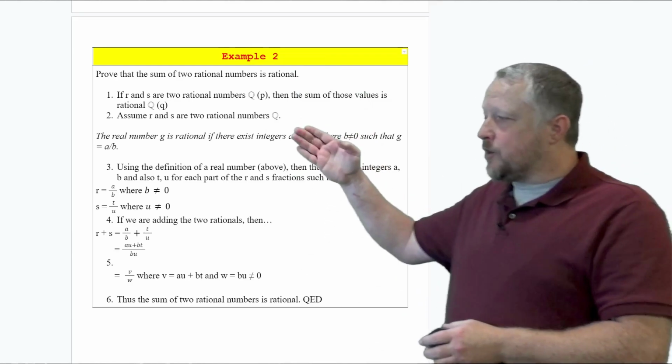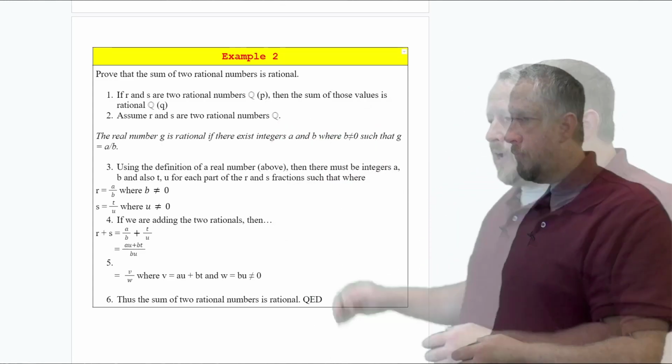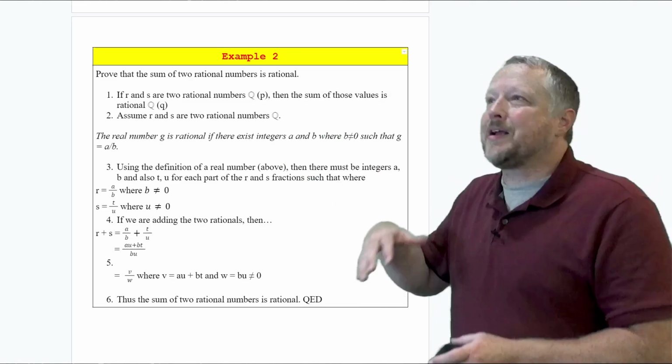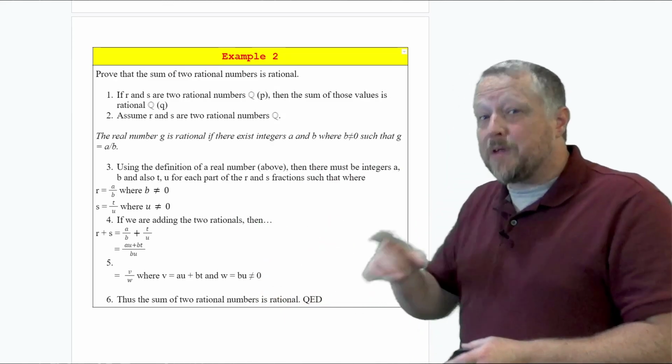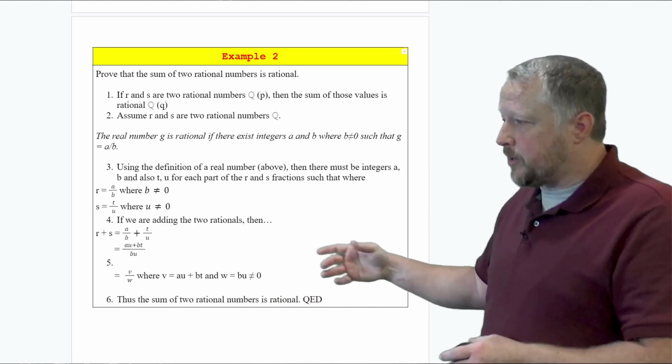Now we're going to go ahead and assume that R and S are rational numbers. That's step number 2. In step number 3, we have to make sure that we understand what rational numbers are, because again, that's going to give us some mathematical formulas that we're going to be able to manipulate to do that tricky substitution that we need to do in a little bit.